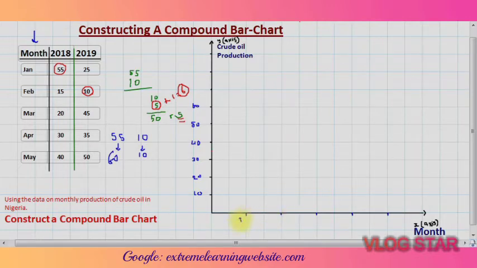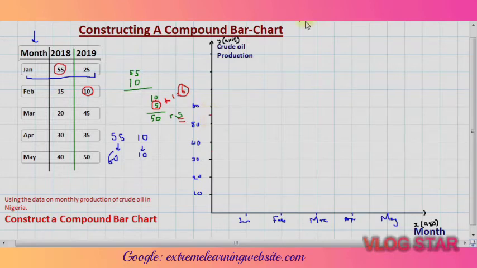So we have January here, February, March, April, May. January, February, March, April, May. Good. So now we're going to make use of all the data we have on the table. On the table, the first one we have in January is 55 and 25. Now you go to your table and locate it on your graph. Where is 55? If this is 50, then 55 should be somewhere in between 50 and 60. That is here. So this is 55.